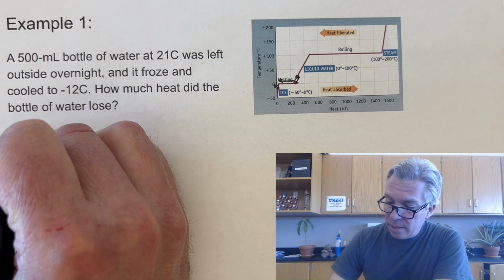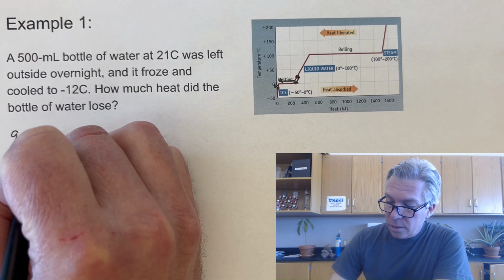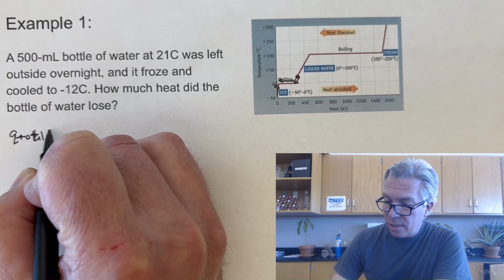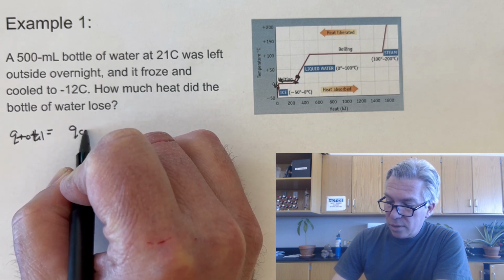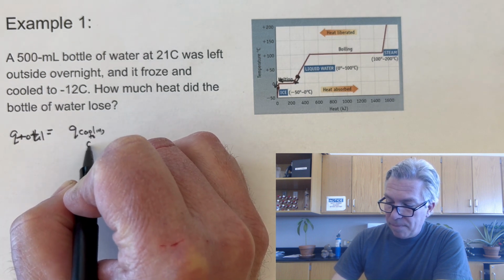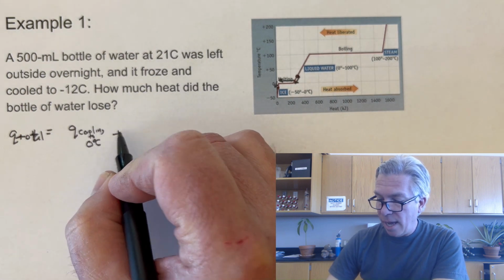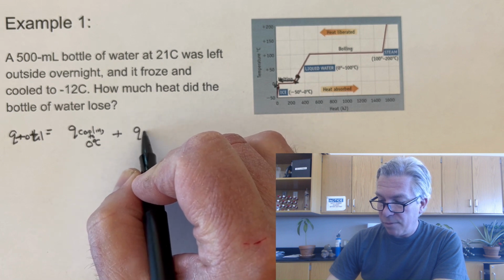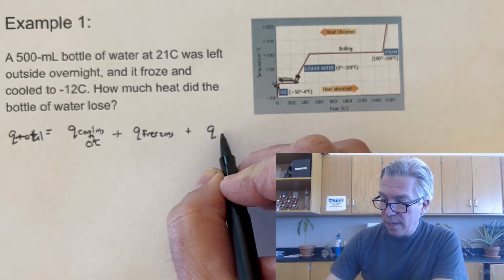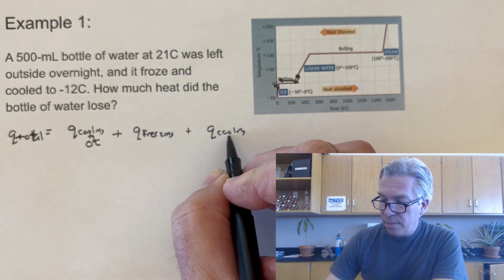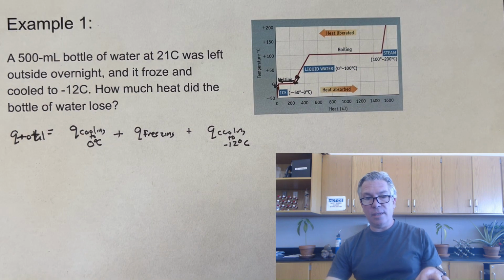A lot of people recommend, and so do I, sort of mapping it out. So using Q as our letter for heat, Q total is going to be equal to Q1, which is for cooling to 0. All right, that's my first Q. That's what I have to calculate first. Then I'm going to add to it the heat I would get from freezing it. And then I'm going to add to it the Q that I get from cooling down to minus 12 degrees Celsius. That's 3 different things I have to do on this problem.